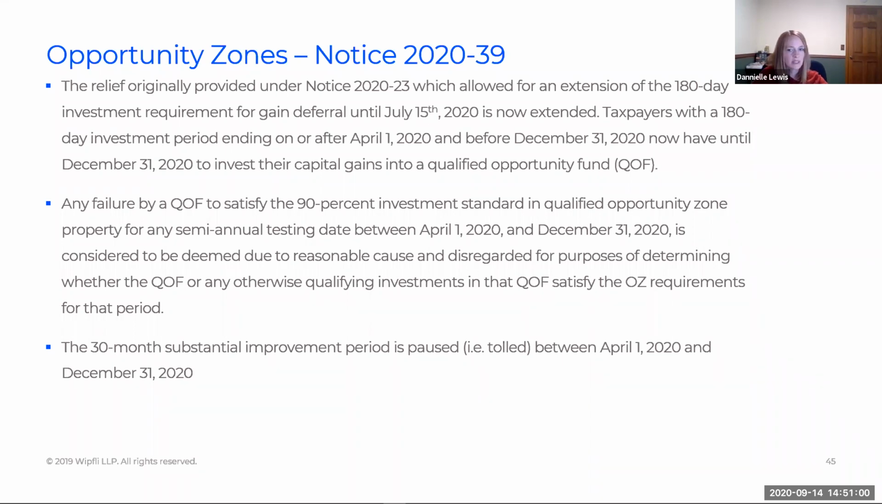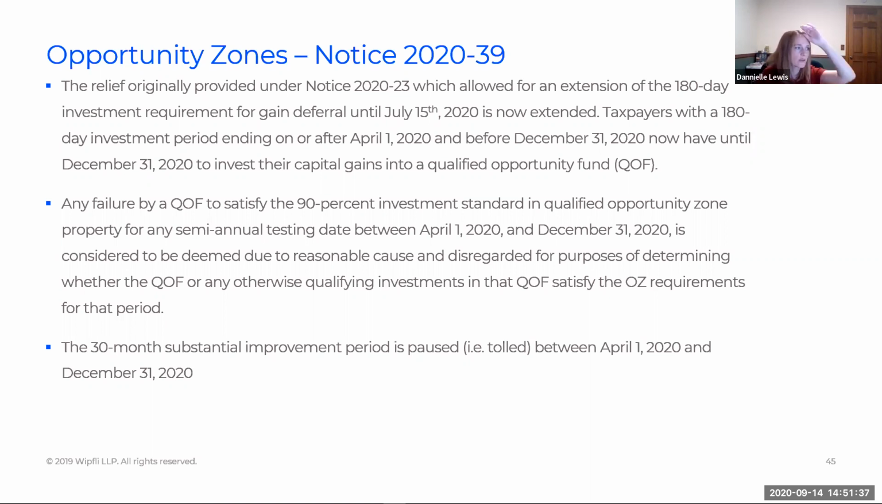Also, very recently, they came out with Opportunity Zone Notice 2020-39, which was various COVID extensions or relief for opportunity zones. Essentially, what these rules dictate is that if you had a gain where your deferral period was going to end between April 1st and December 30th, you have until December 31st, 2020 to make that investment. So that allows more investors more time to make their qualifying investments.